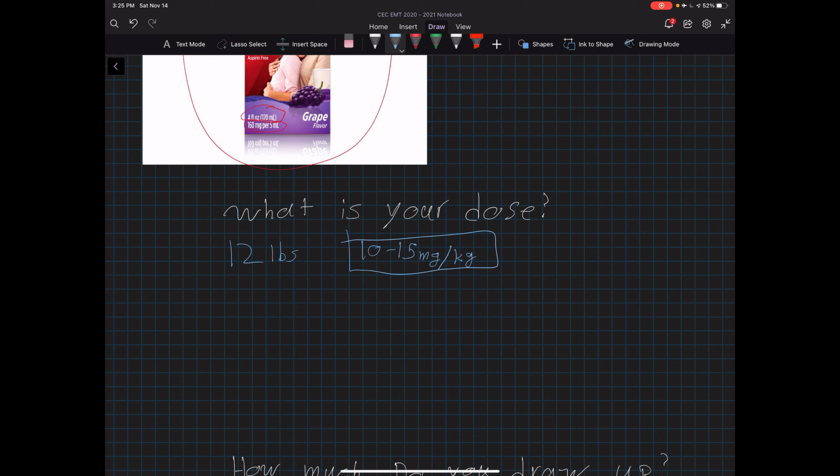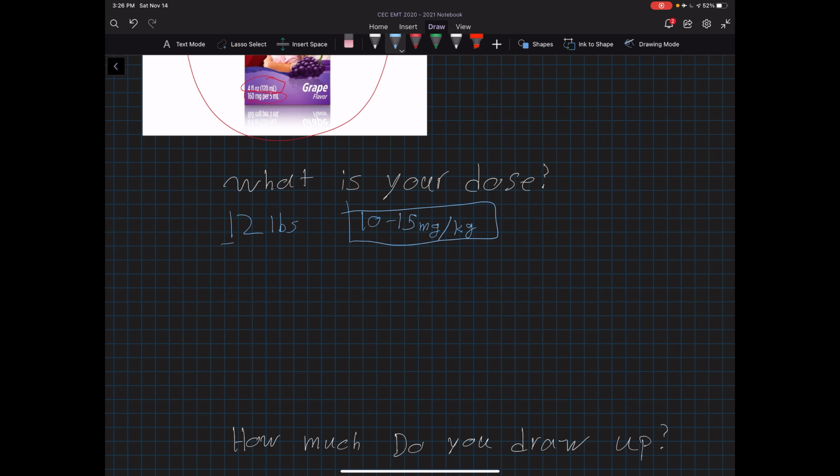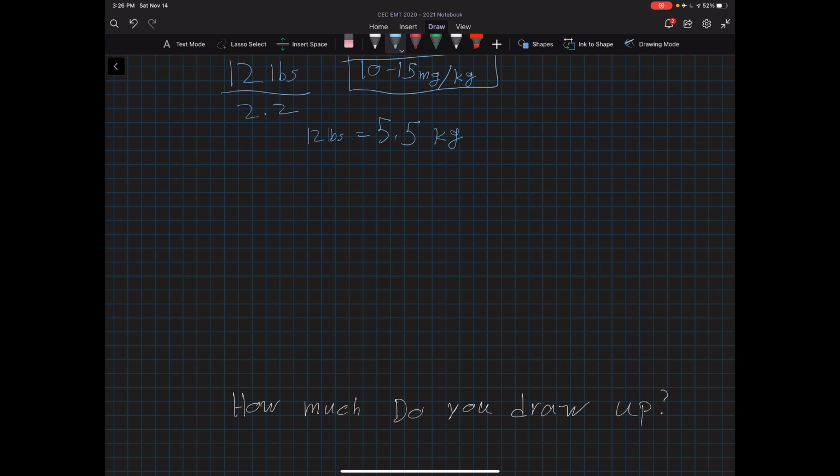Well, we need to convert pounds to kilograms. So the way that we do this is we simply divide 12 by 2.2, and that gives us a wonderful amount of 5.5 kilograms. Right? So 12 pounds equals 5.5 kilograms. And so to figure out what dose we are going to have, we need to multiply 5.5 kilograms times, and we're just going to pick the low end, 10 milligrams per kilogram, 1 kilogram.